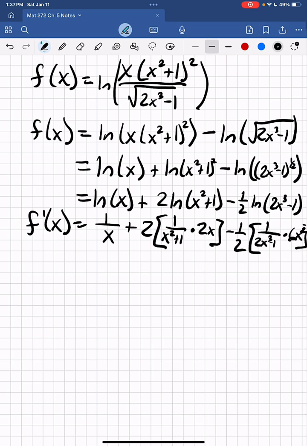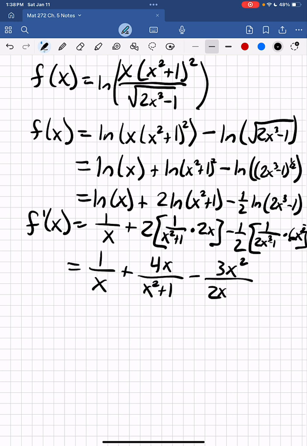Okay, and now I can just simplify. So I have 1 over x plus 4x over x squared plus 1 minus 1/2 times 6x squared, that's 3x squared over 2x cubed minus 1. Okay. Now for something like this, I'm not really concerned with seeing you simplify because, outside of just getting a common denominator, I'm not worried about you simplifying this. Okay, so this would be good for me as a final answer. All right.